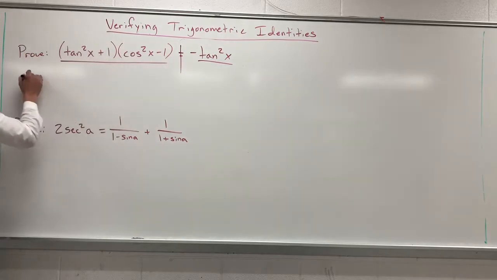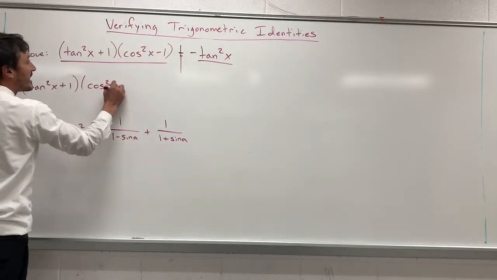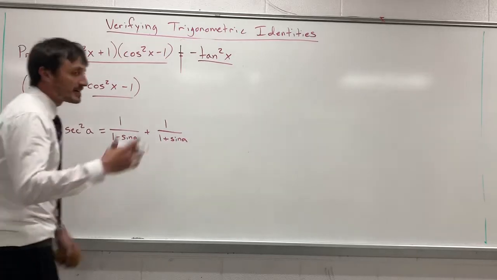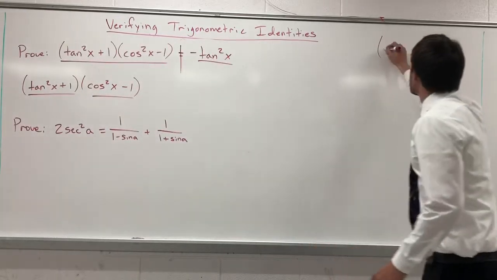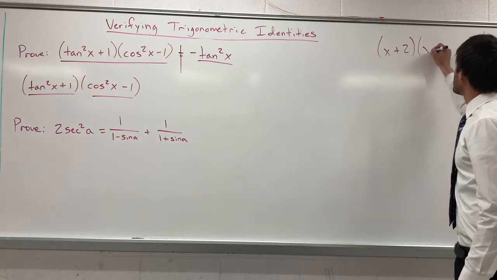Again, starting with the complicated side, we have tangent squared x plus 1 multiplied by quantity cosine squared x minus 1. And if you notice that this is a binomial multiplied by a binomial, you guys learned in Algebra 2 that you can use the trick called foiling when doing this.